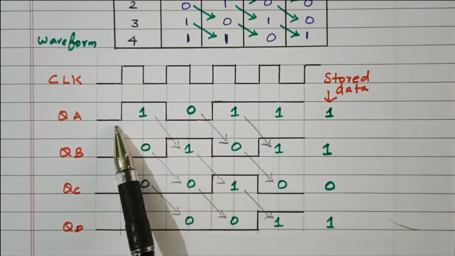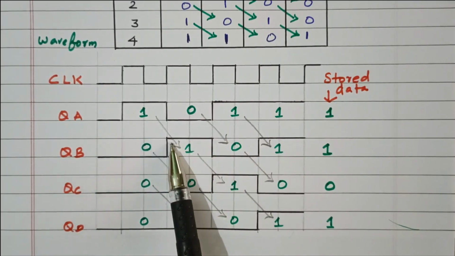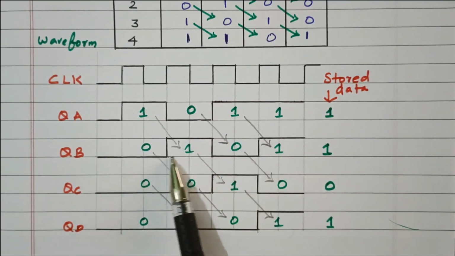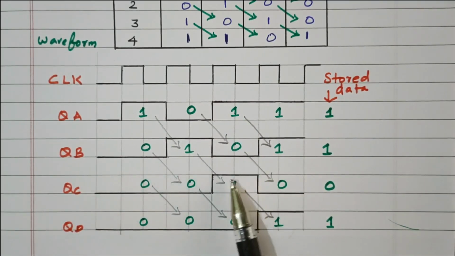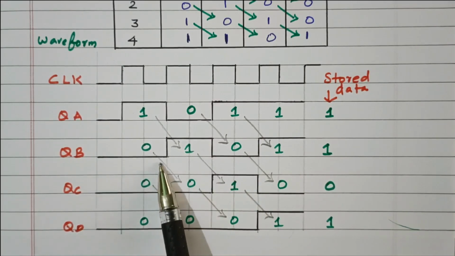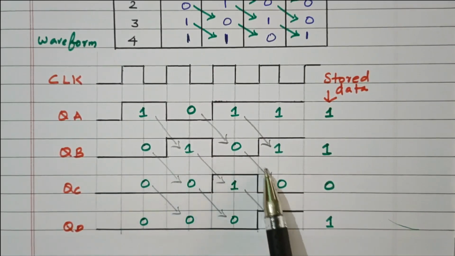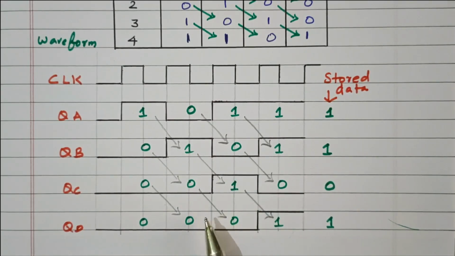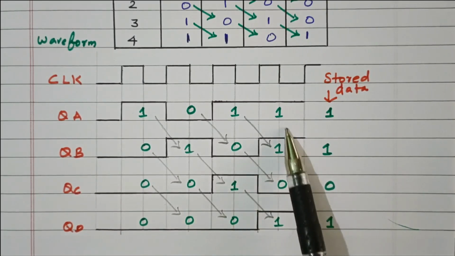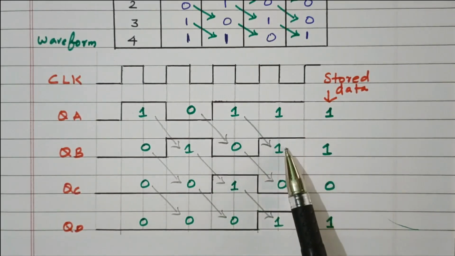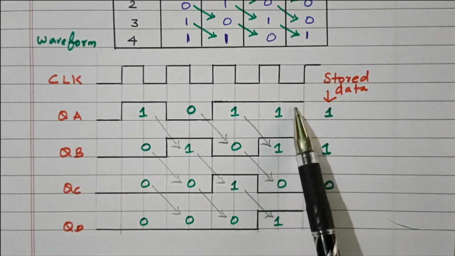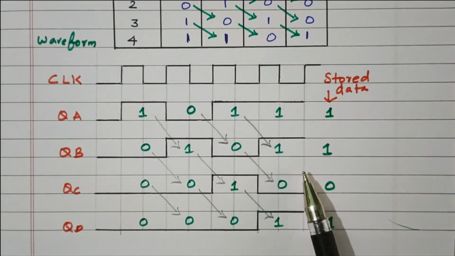After that this 1 will be transferred to the next, and this 0 is shifted. Now it becomes 0, 1, 0, 0. After the third clock pulse, this is shifted, so it becomes 0, 0, 1, 0. And on the fourth, this is transferred. Now 0, 0, 0, 1. So this is our required output: 1, 1, 0, 1. This is the LSB, and 1, 0, 1, 1 will be available at the output.